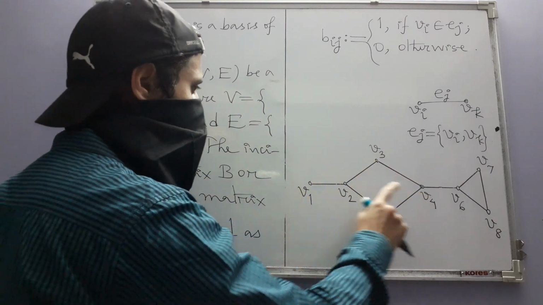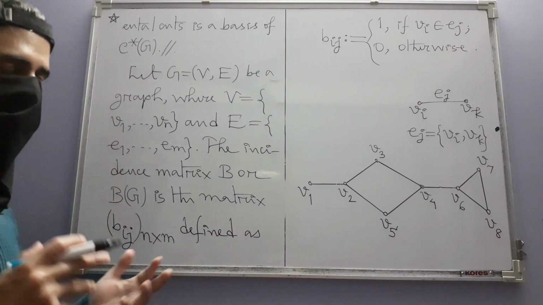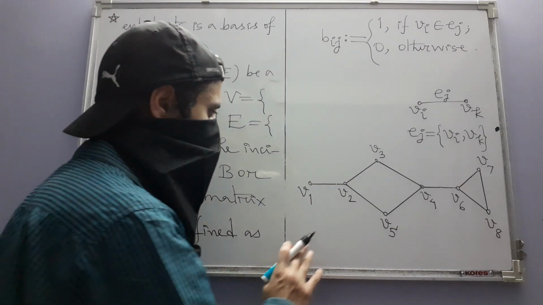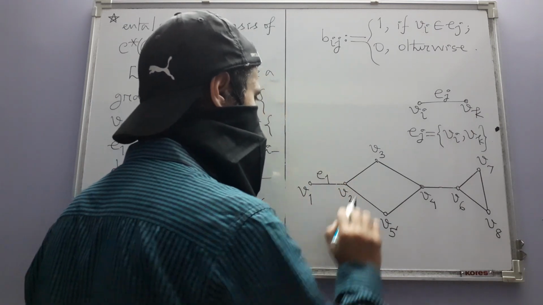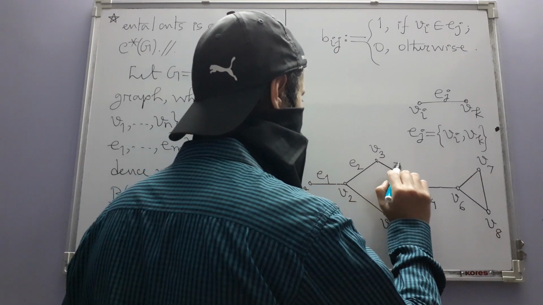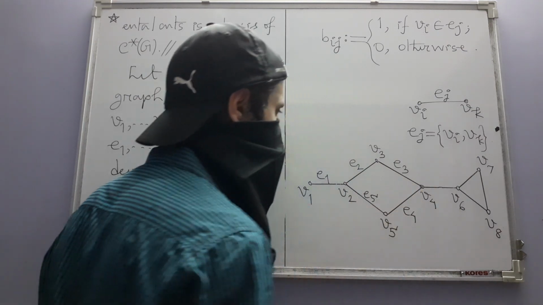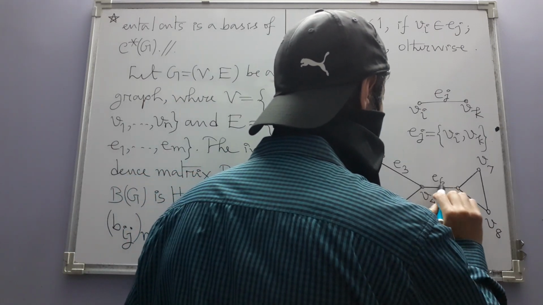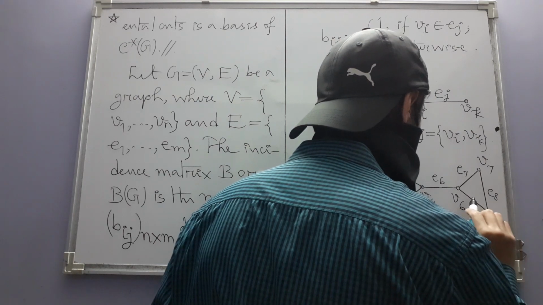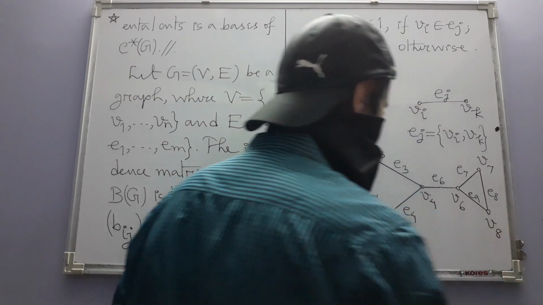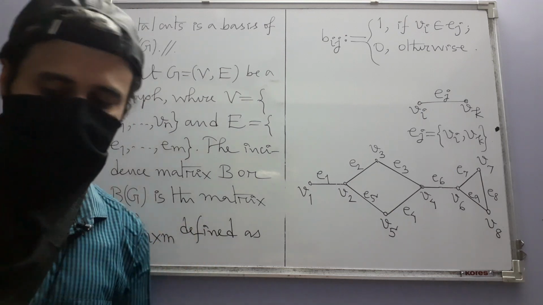Now is it okay? 1, 2, 3, 4, 5, 6, 7. Yes, we have 8 vertices. Now let us name the edges also, because we need the edges also to be named. Let me call this one E1, E2, E3, E4, E5. So this is E6, E7, E8, and so this is E9. It looks a bit messy, but we will manage, we will see.